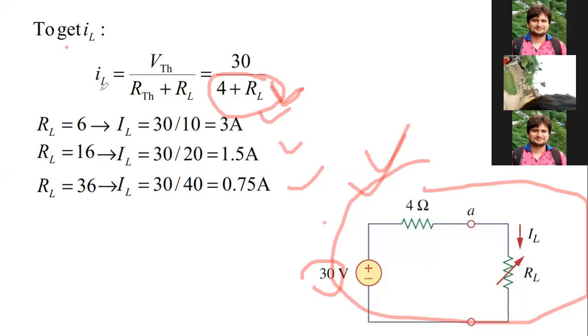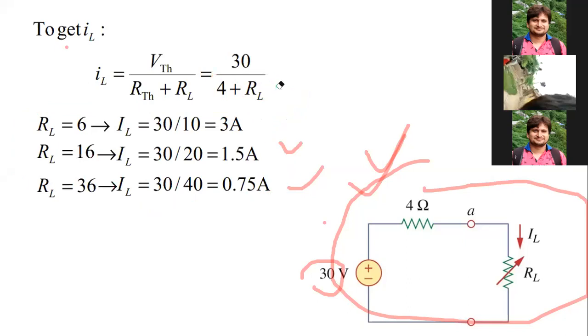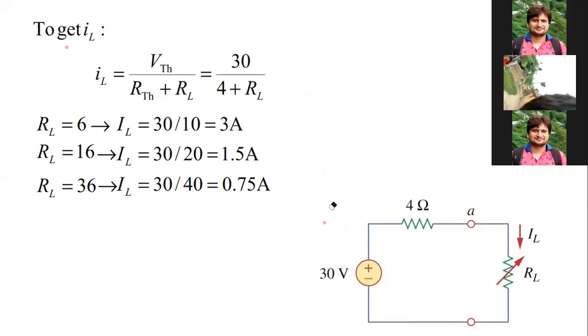So the benefit is we can always find the current IL very easily from these expressions. Once we have VTH and RTH, anybody can find the current in the given resistance RL. Now RL can be varied and you can find the current. I hope this is clear to you. It is very, very easy. Any doubts in all these things in Thevenin theorem? We will take one more question related to this. But tell me if you have any doubts up till now.